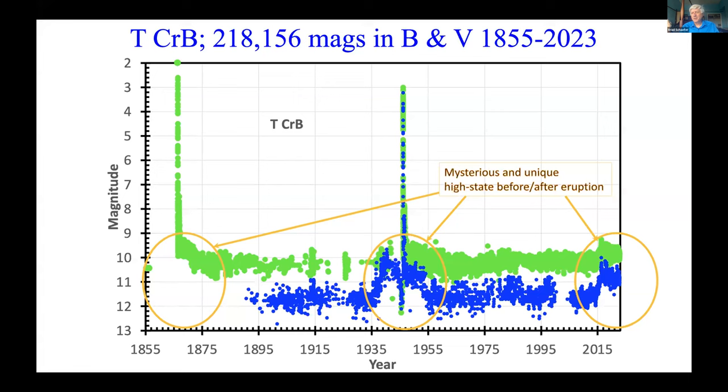You know, it's got to involve the binary star somehow, but that's not saying anything, okay. So yet another unique and mysterious property of T CrB.